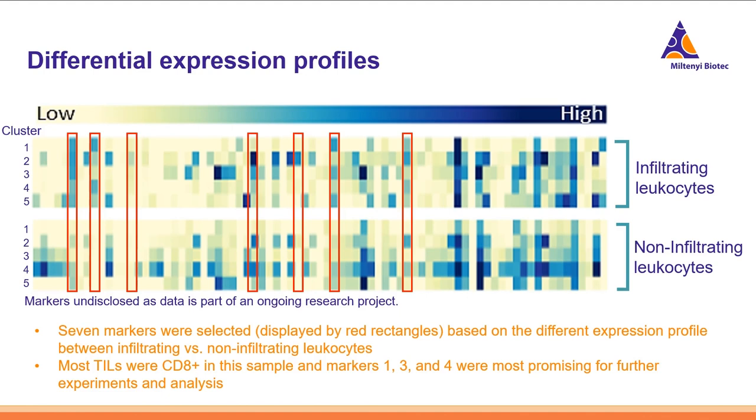And the interesting thing for this particular ongoing research project is that there were 7 markers that were identified to have different expression profiles between these two populations. And so now we can start making conclusions of why is it like that? Is this possibly a good avenue for maybe specific treatments and things like that?